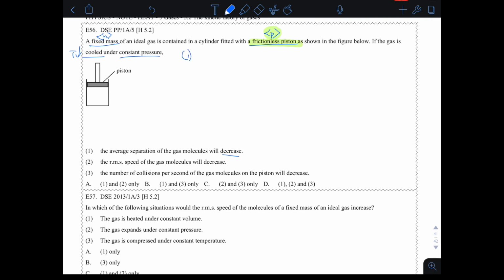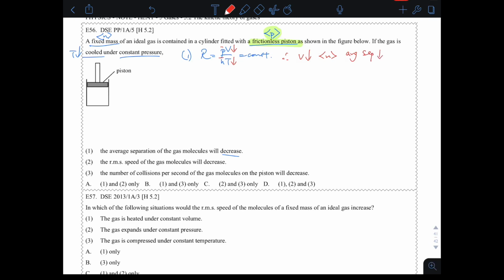That means we want to know V. Then we may use R equals PV over nT, which is a constant, to help us. Then let's look at different things here. P is kept constant. V is what we want. n is a constant, and now the gas is being cooled, so V has to decrease in order to keep everything constant. Therefore, we know V decreases with the number of moles the same.